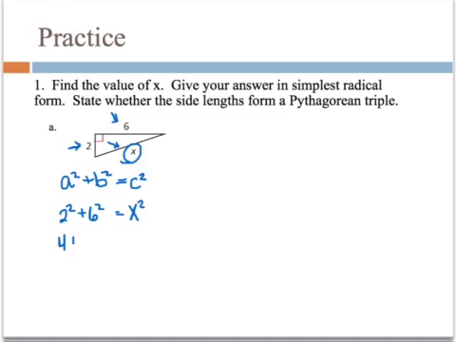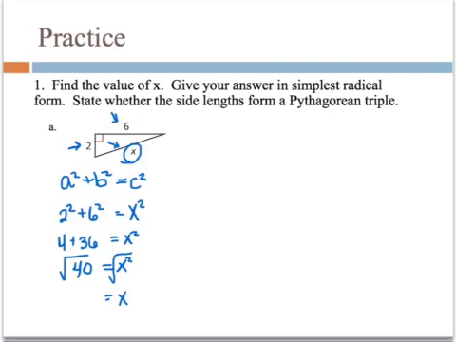2 squared is 4. 6 squared is 6 times 6. And 4 plus 36 is 40. Alright, so at this point to solve for x, you're going to have to take the square root of both sides. So I get this x over here.